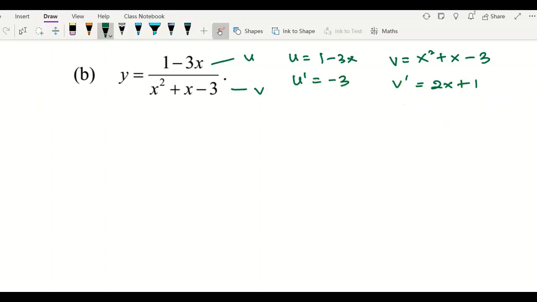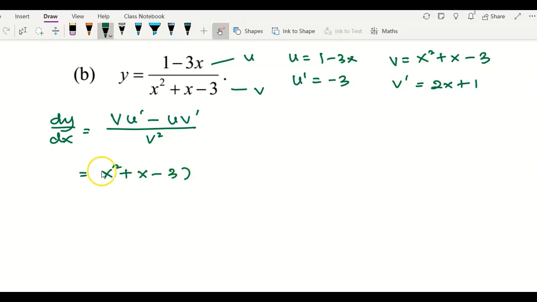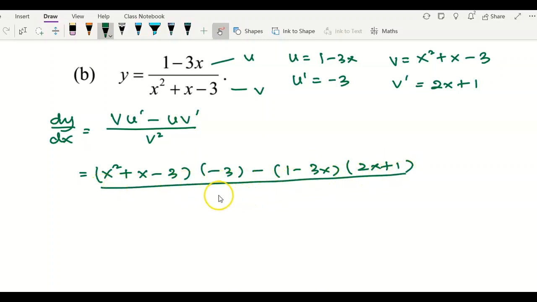After you have u prime and v prime, we will proceed to dy/dx. To apply the quotient rule, you copy down the v first and differentiate the u to get your u prime. Copy the u, differentiate the v, get your v prime, over v squared. Copy down the v first, you get x squared plus x minus 3 and multiply by u prime, which is negative 3, minus, copy down the u, 1 minus 3x, and multiply by v prime, you have 2x plus 1. And this whole thing is over v squared.